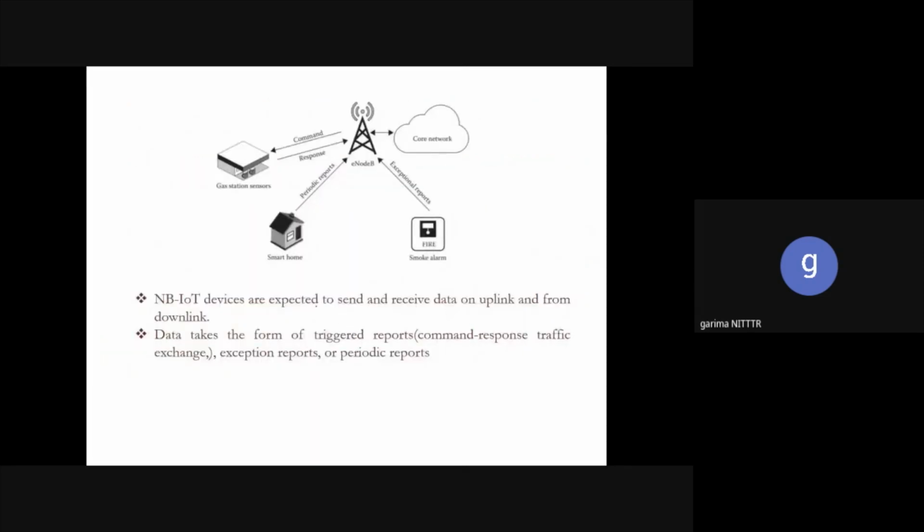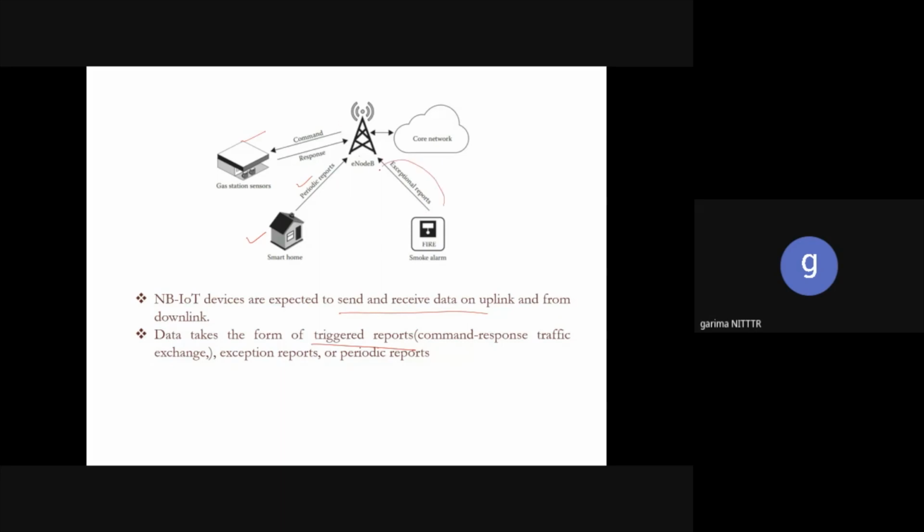And also on the basis of that, you are going to identify which type of reports you are going to generate. In a smart home, it will have periodic reports, because every device is working as per the schedule. But for a gas station sensor, there is some information to be transferred to the core network, then the core network sends some command, and on the basis of the command, you get some response, and so on. So it is a command and response type of traffic exchange.